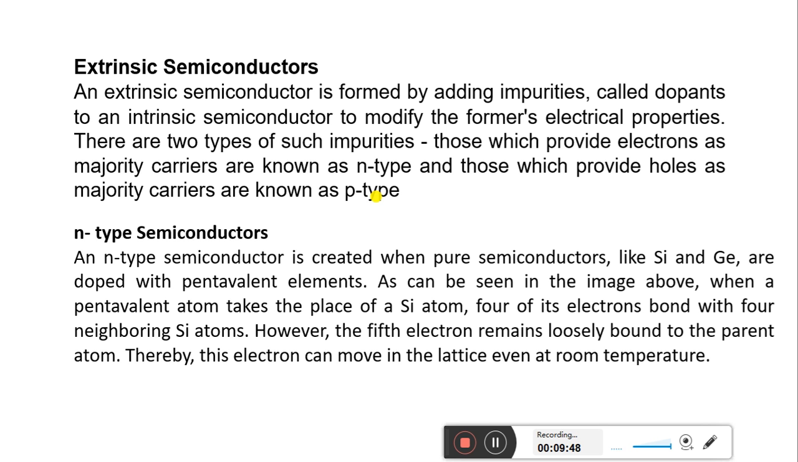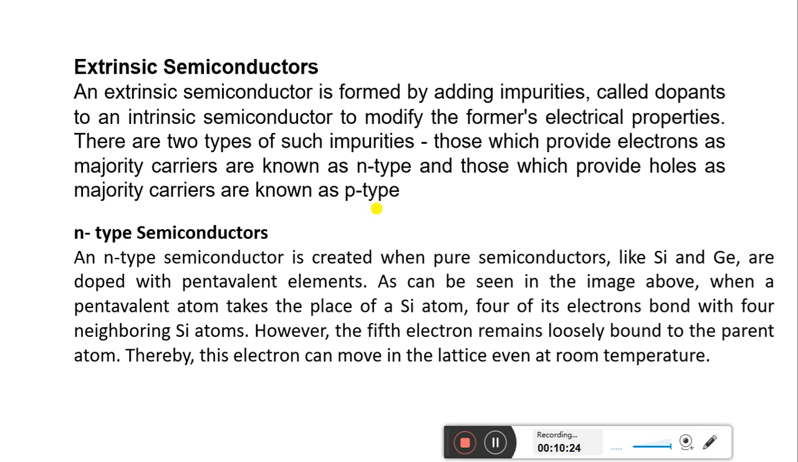Now let us define the extrinsic semiconductor. In the case of an extrinsic semiconductor, we want to add some impurity, and by adding some impurity we want to increase its conductivity. That is the main motive for adding the impurity to the pure intrinsic semiconductor material. And once we add the impurity to the intrinsic semiconductor material, it becomes an extrinsic semiconductor.